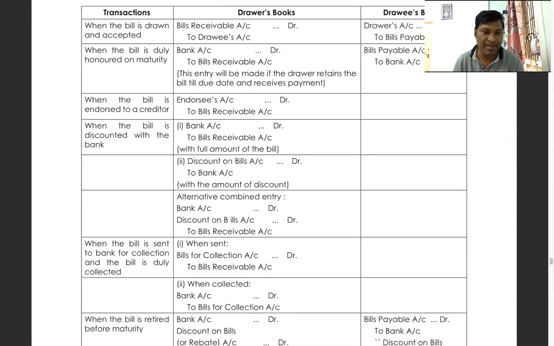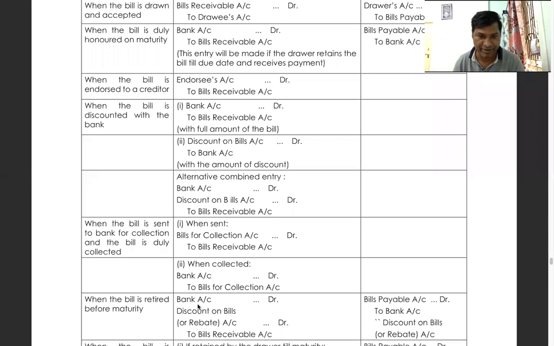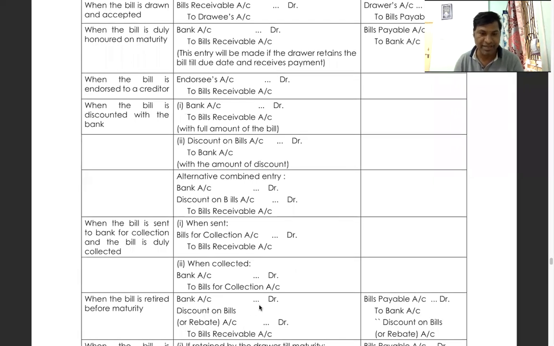When the bill is retired before maturity, bank account debit, discount on bills debit, to bill receivable. It is retired even before the maturity. So bank to discount to bill receivable account. This is the rebate that you're giving.